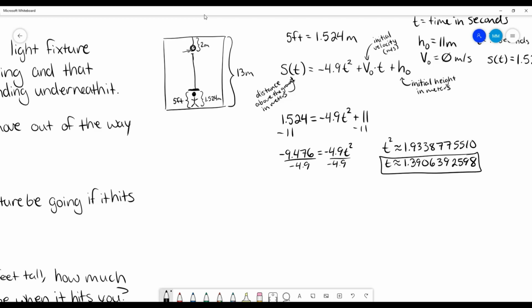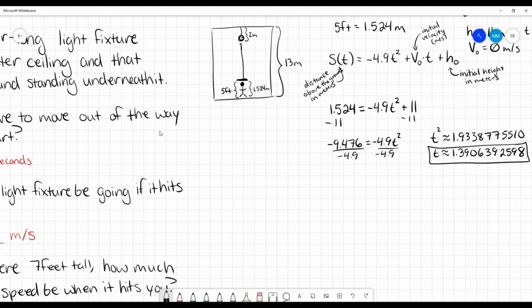So that's how long it's going to take the light fixture to fall from this point right here that it's at, for this point to touch our head. Which means that that's how long we have to get out of the way, right? Because if we move any slower than that, it's just going to hit us. But if we move in less than this amount of time, then it's not going to hit us. We have that amount of time to get out of the way.